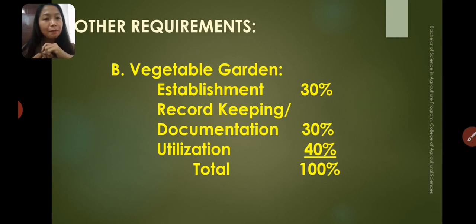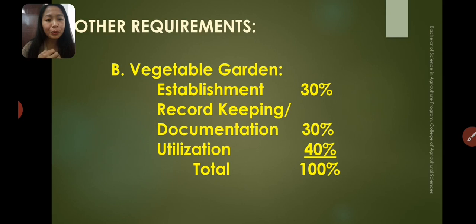And then I will be grading the vegetable garden based on your establishment. So you really have to list down the activities that you had, and when each activity was conducted. I forgot to mention that a while ago, that you have to put the dates as to when you established and when you conducted such activity. So establishment is 30%, then you have to record everything. You have to record your inputs, you have to record your activities, and then you have to document by taking pictures of the activities that you have done.